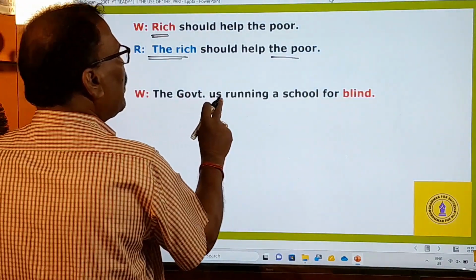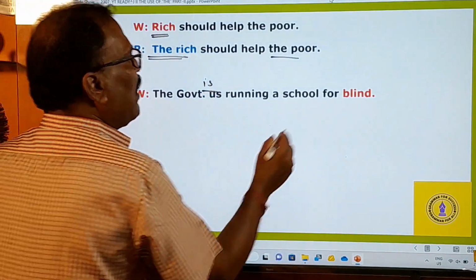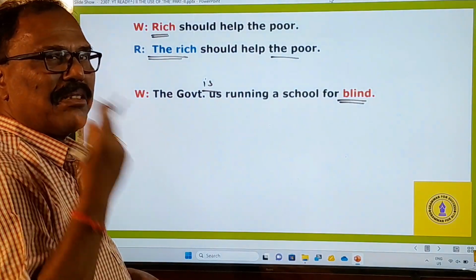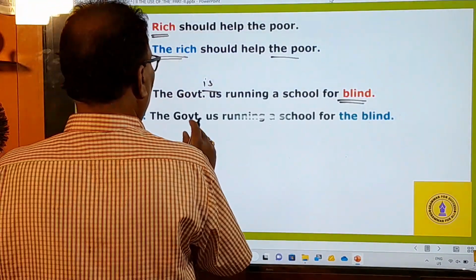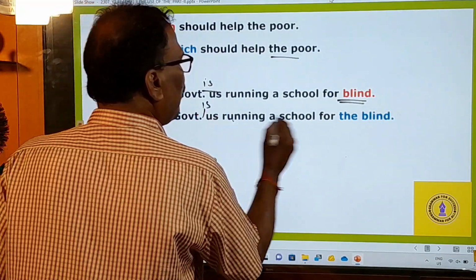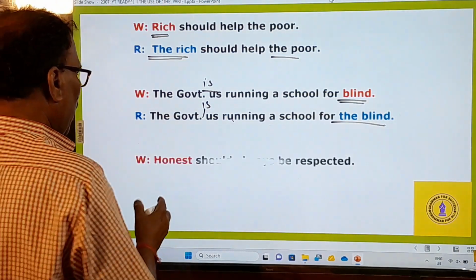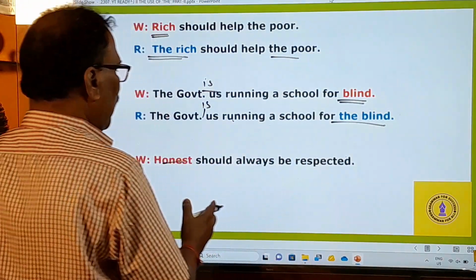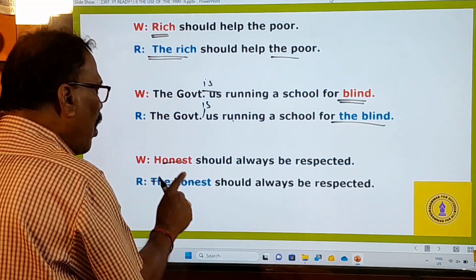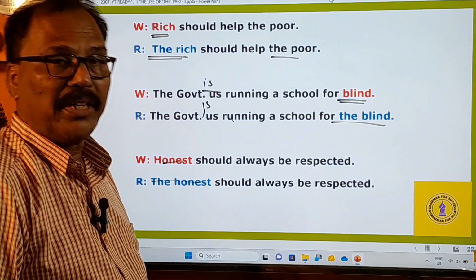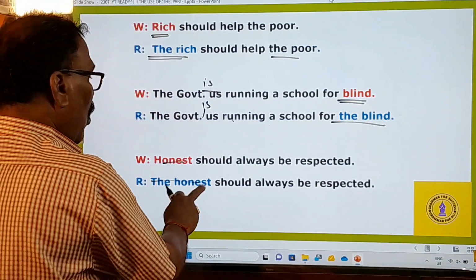And you go to the next one. The government is running a school for blind. Blind means people who do not have eyes, vision. The government is running a school for the blind. The blind means the blind people. And here, honest should always be respected. Honest is an adjective. You have to say the honest. The honest means the honest people, the sincere people, the upright people. So the honest should always be respected.